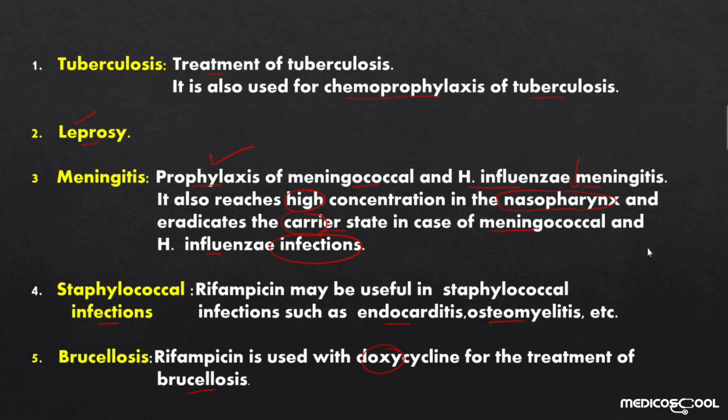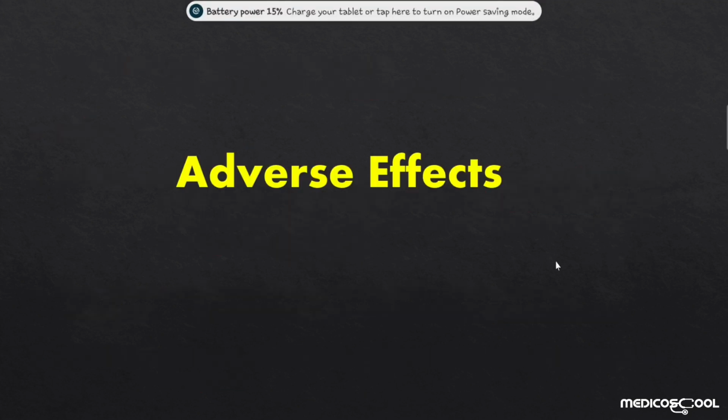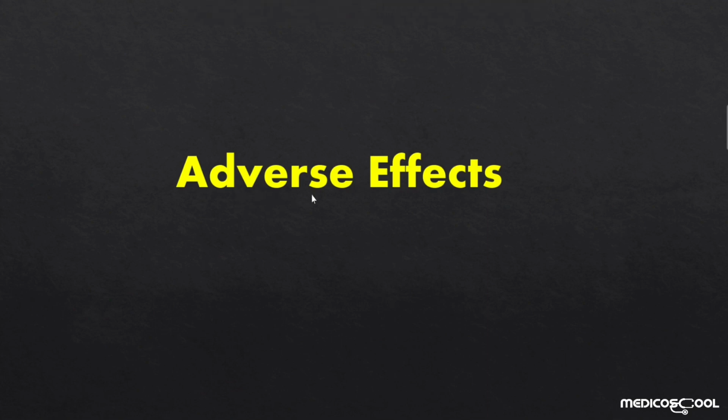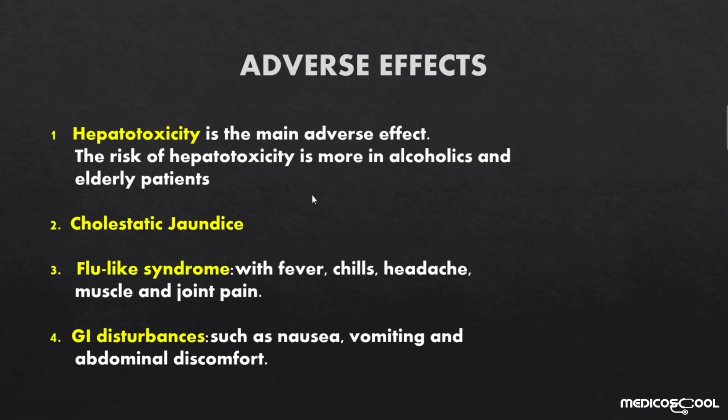So now coming to the adverse effects of rifampicin. The first and most important one is hepatotoxicity. It is the main adverse effect, and the risk of hepatotoxicity is much more in people like chronic alcoholics and in elderly patients above 50 years of age. It can also cause cholestatic jaundice.